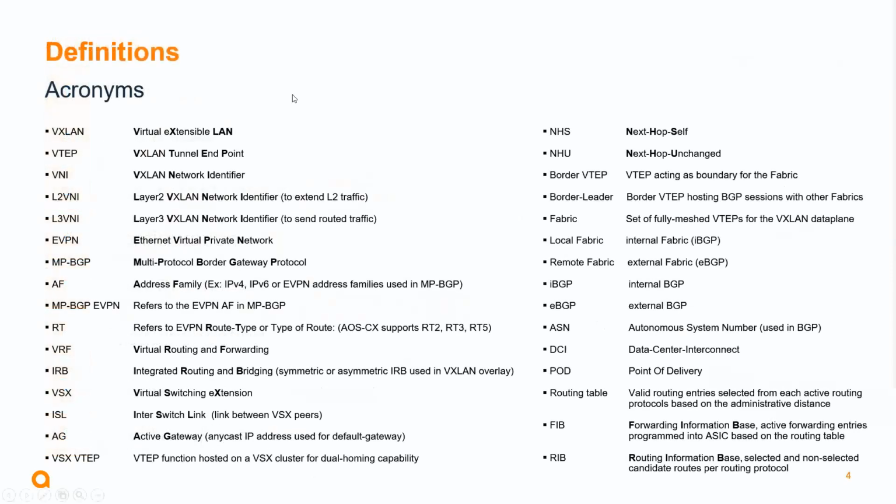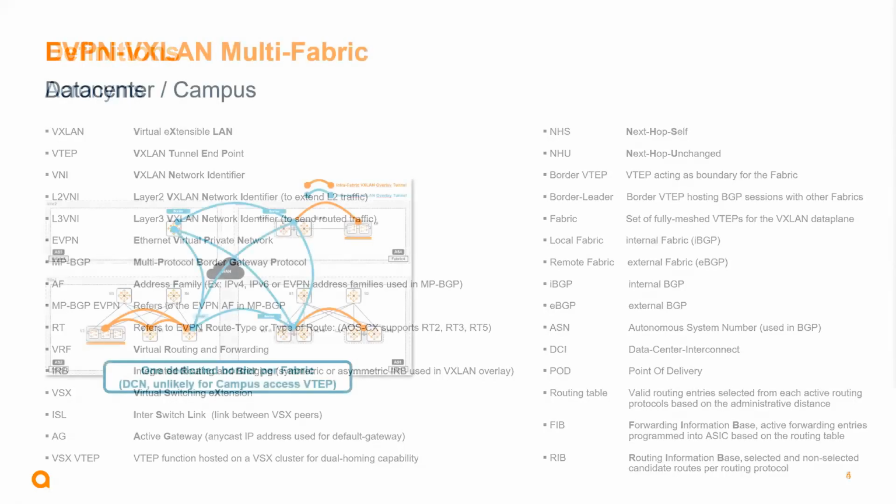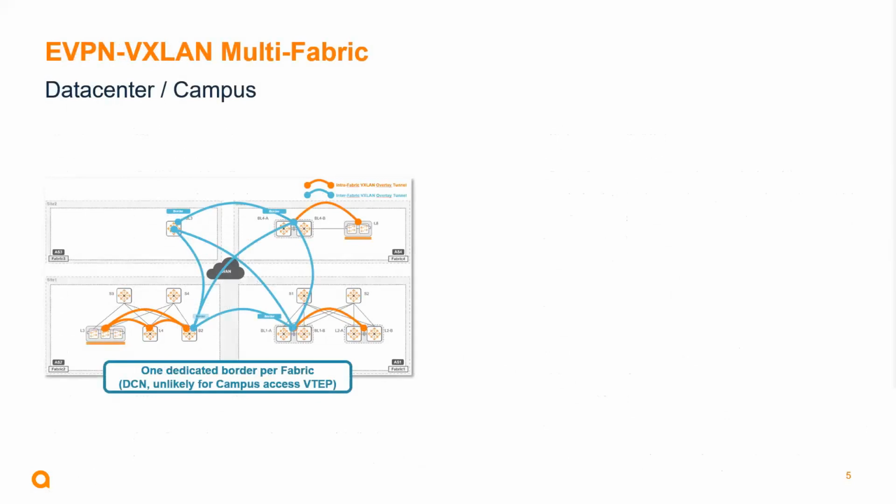So, definitions and acronyms: you will find most of them coming from the 10.09 TOI on multi-fabric. I added a few, like for instance, what we call a fabric, which is a set of fully meshed VTEPs for the VXLAN data plane, and the border leader. We are going to talk about it as well. So you find all the acronyms in that slide, which is helpful when you read back the slide presentation in your own time. So let's move to what we did in 10.09.